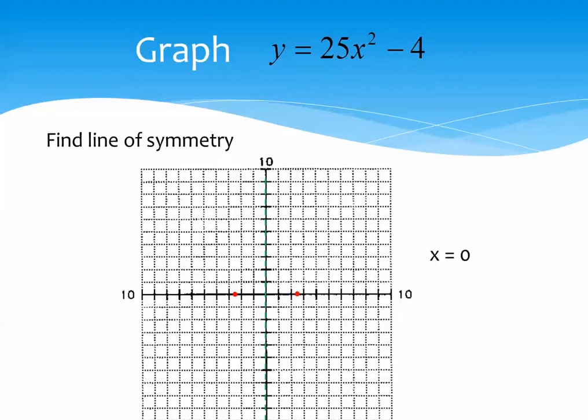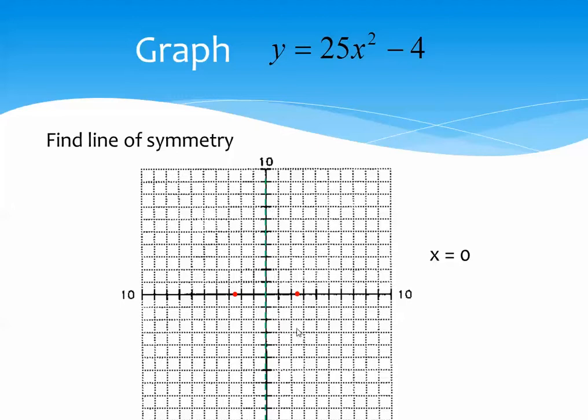Now the last thing we need to do is find the vertex. Now let's take a look at our equation up here. We know that our equation is going to open up. We know the y-intercept is going to be negative 4. And we know that the vertex is somewhere on this line.